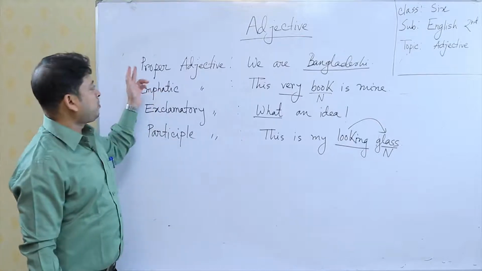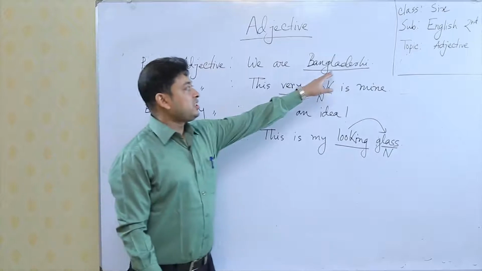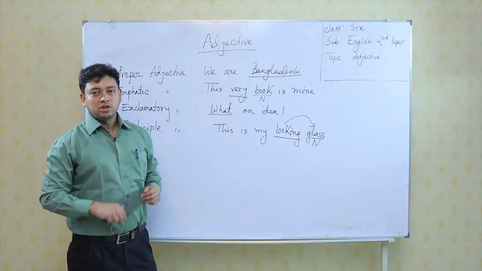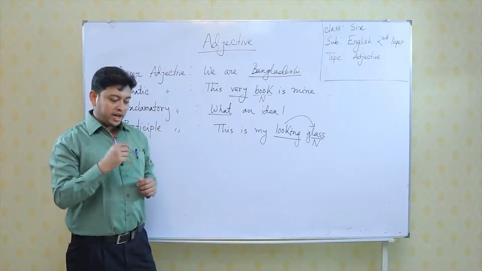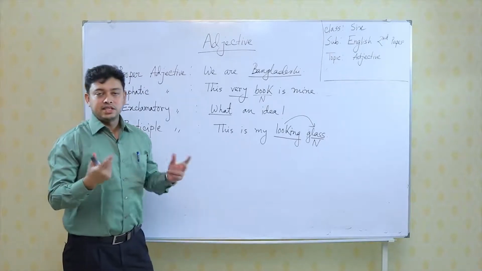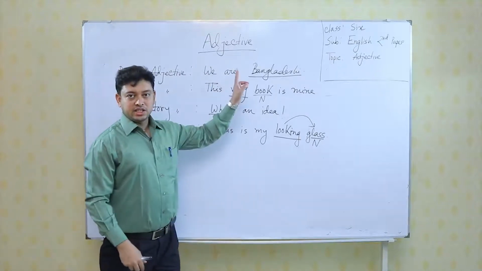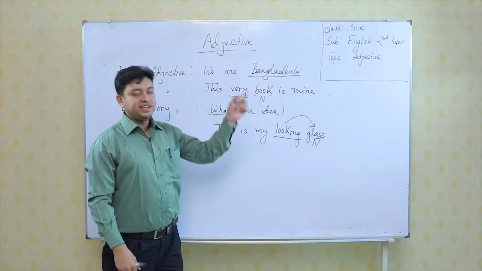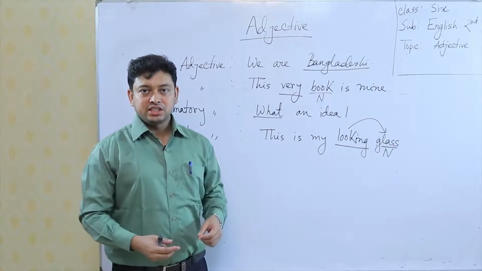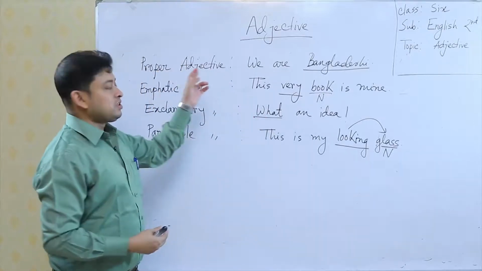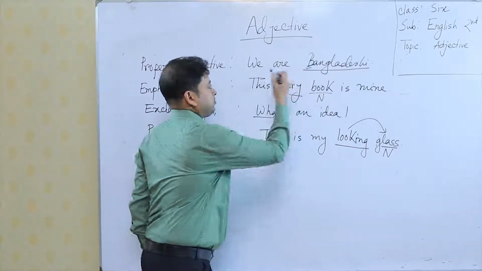The first one is proper adjective. We are Bangladeshi. The word Bangladeshi has come from Bangladesh. We know that the name of a country is a noun, it is a proper noun. So, any proper noun becomes adjective, the name is proper adjective. So, the main form is Bangladesh, from Bangladesh, Bangladeshi, India, Indian, China, Chinese, Britain, British. So, this is how proper adjective is formed. Remember, proper adjective starts always with capital letter.